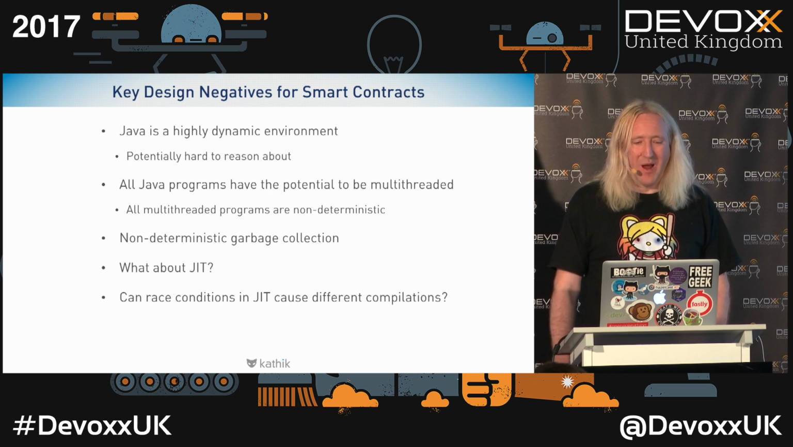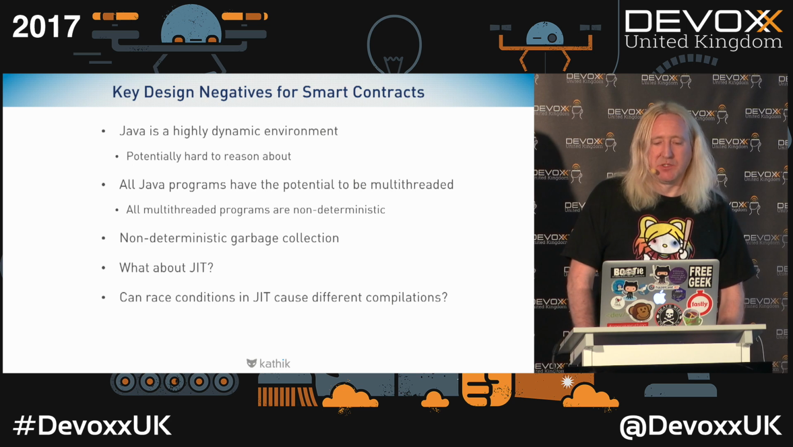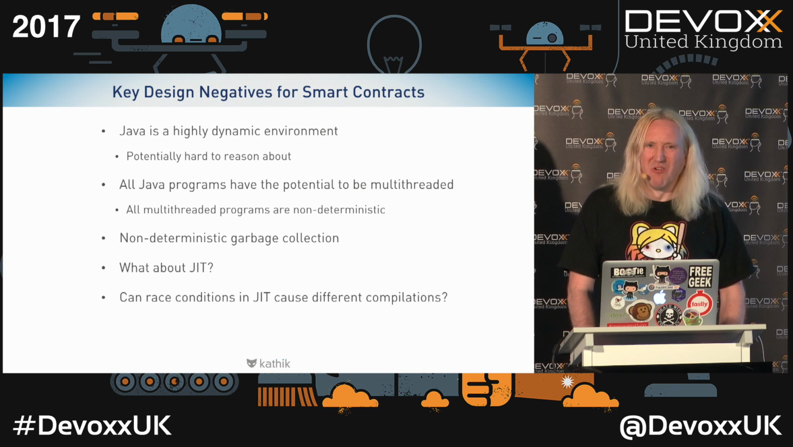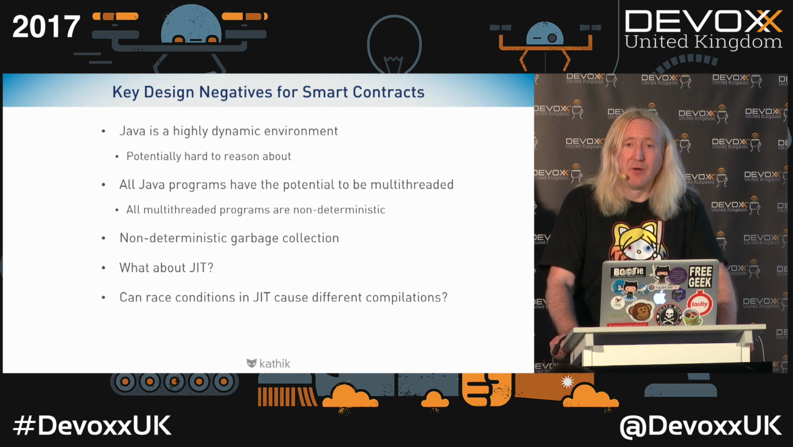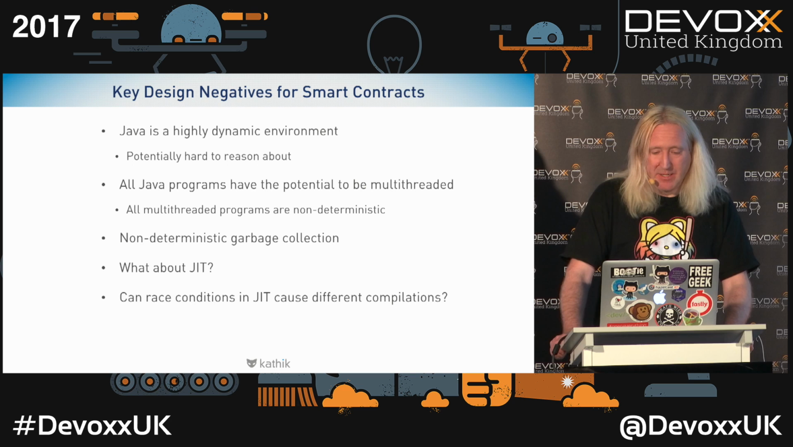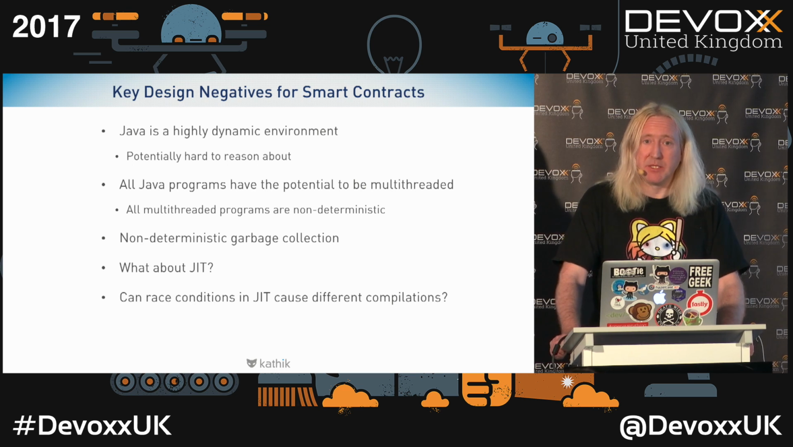What's the catch? Well, Java is highly dynamic, and it is essentially multi-threaded. All Java programs, more or less, are multi-threaded. Even if your code isn't, the JVM is. It was the first mainstream language to provide threading, and all multi-threaded programs are unfortunately non-deterministic. So that sounds almost like it should be a showstopper. But it turns out that the interpreter spec allows, if you are a single-threaded application, to produce deterministic answers.